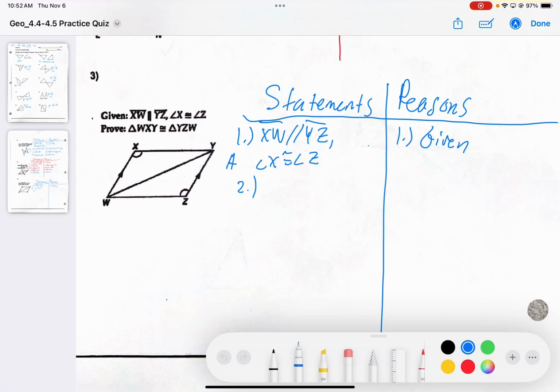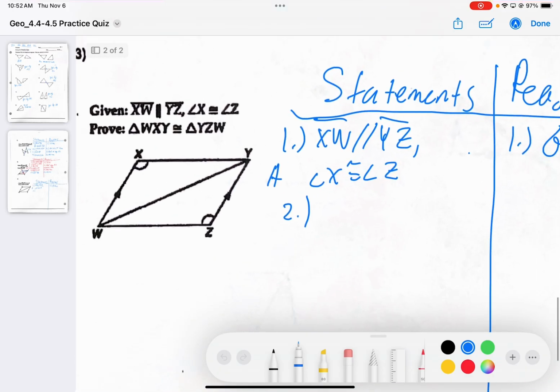You said what? WZ is congruent to XY. How would I know that, Prabnor? I won't be able to say that. Angle X is equal to angle Z because alternate interior. Well, they tell me that already. But I am going to use alternate interior angles, just not with X and Z.